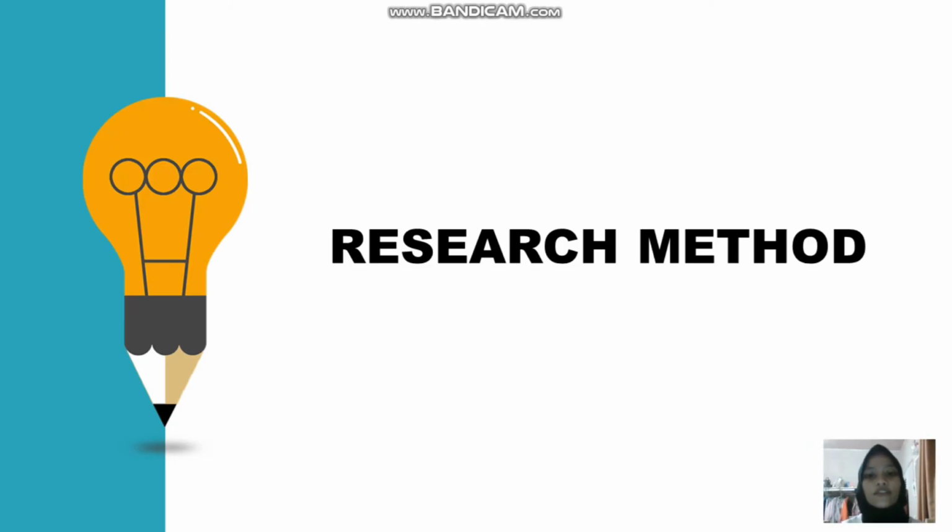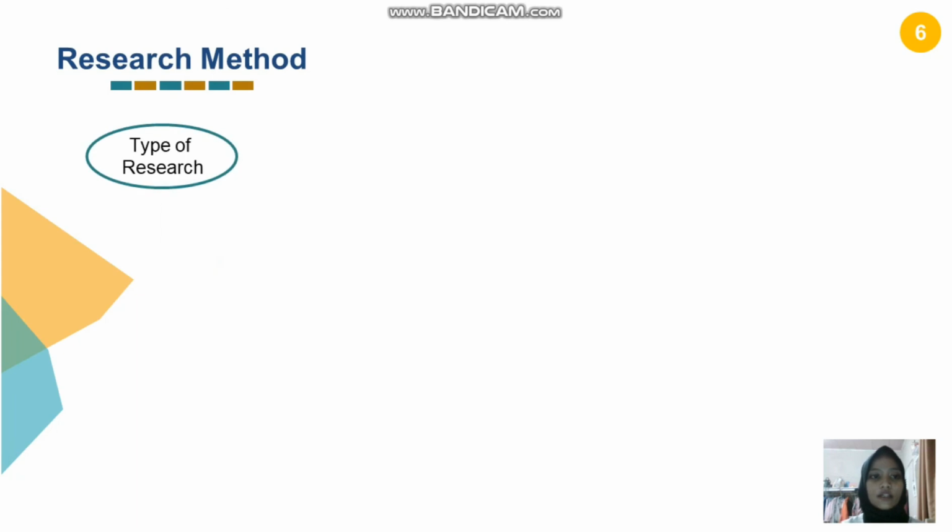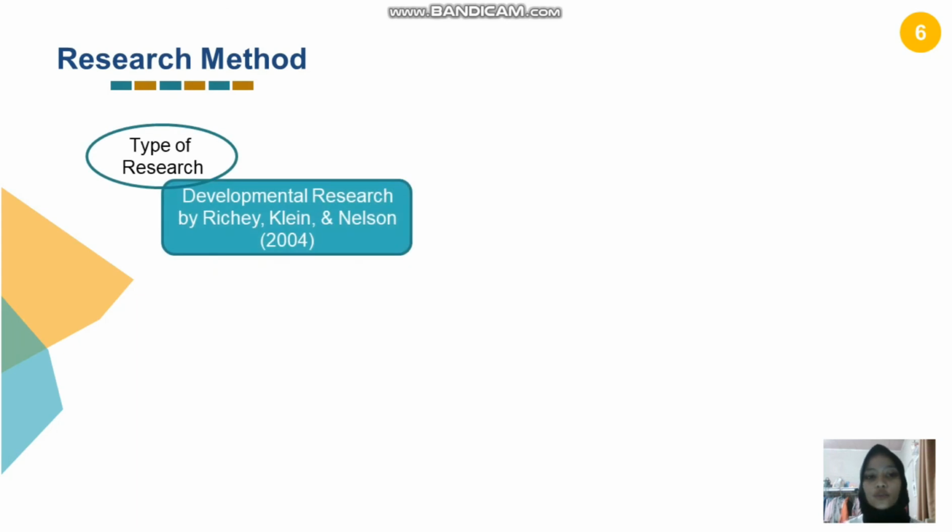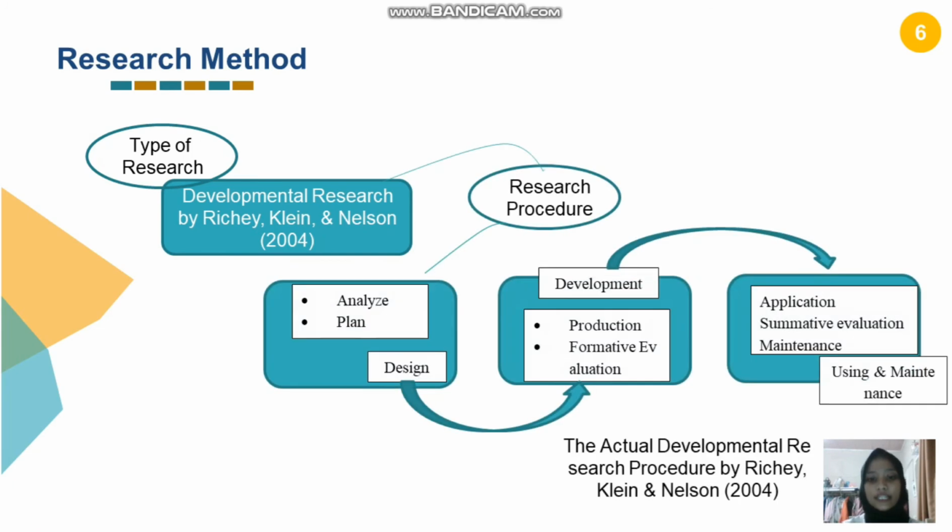So we continue to the research method. The type of this research is classified into developmental research. The developmental research used for this research is developmental research by Ritchie, Klein, and Nelson. The procedure of research by Ritchie, Klein, and Nelson has three scopes: the first is design, development, and using and maintaining. This is the actual developmental research procedure by them.